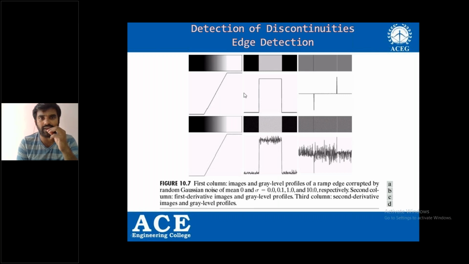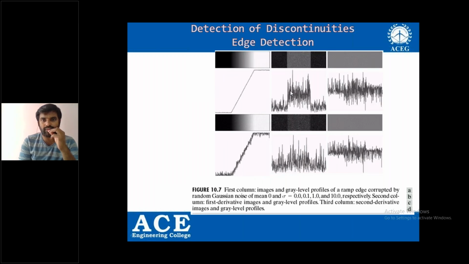Another example is taken here, and edge detection may not be possible if there is noise in the image. If the noise part is more, it will be difficult to find the edge. Some examples are taken here, where the image is added with noise. Which type of noise? Gaussian noise. And if the Gaussian noise standard deviation, the variation, is increased, ultimately it will be difficult to find the edge. For example, 1, 2, 3, 4.